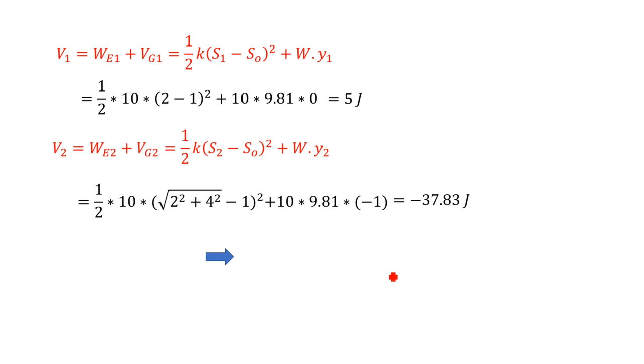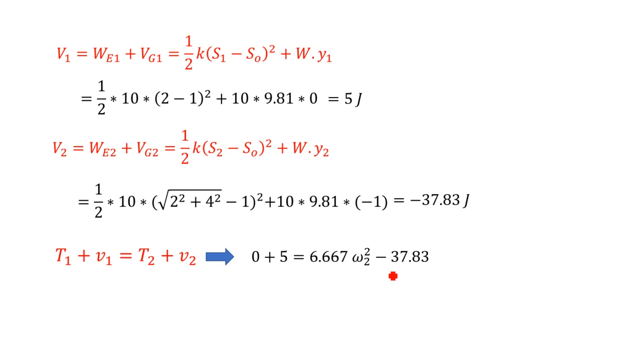Double check that. Okay, now we have everything. We know that the V1 is 5, the T1 is 0, the V2 is minus 37.83, and the T2 was 6.667 omega 2 squared, I think. Anyway, we put that in the equation here. You can see that only the omega 2 is going to be unknown.